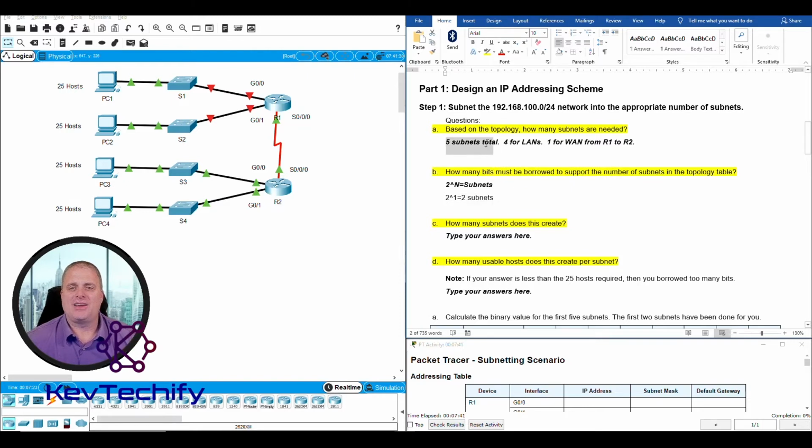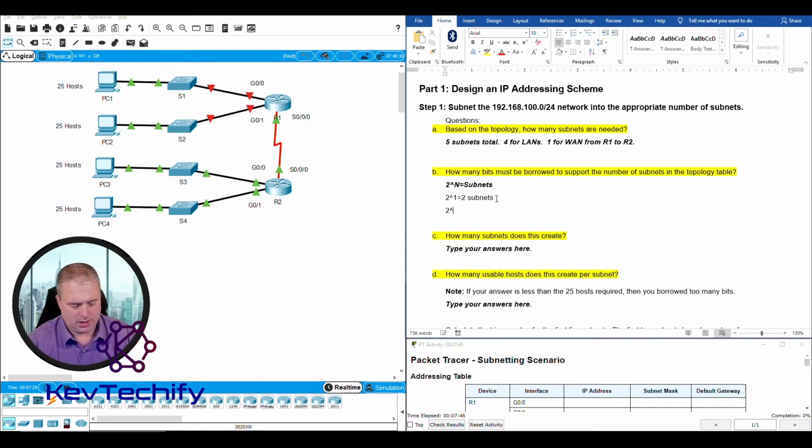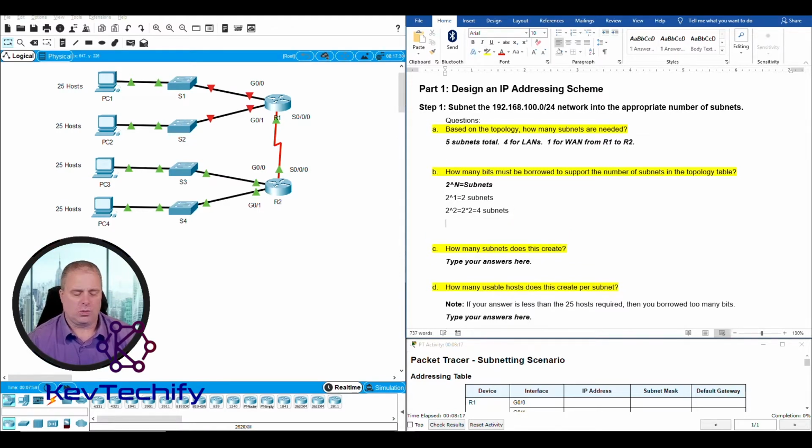But I need 5 subnets total. That doesn't work. If I go 2 to the second power, that is 2 squared, or 2 times 2, that equals 4. And once again, that's subnets. If I borrow 2 bits out of these 8 bits, 2 bits that go into our network portion, that leaves us 6 bits in our host portion. 2 to the second power equals 4 subnets. 4 subnets is less than the 5 required. So borrowing 2 bits does not work.